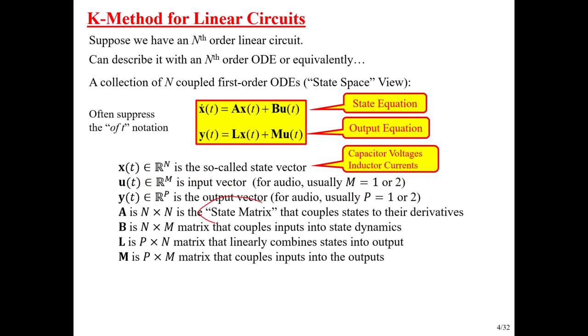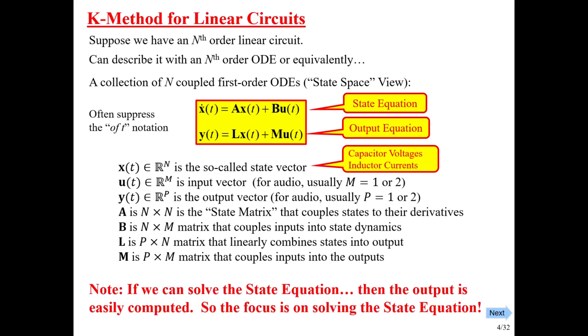A is called the state matrix. It's going to be n by n because it has to take an n vector x and turn it into part of an n vector x dot. So x dot is the derivative of the state, and so on and so forth. You can see the rest of these. I don't want to dwell on that too much.